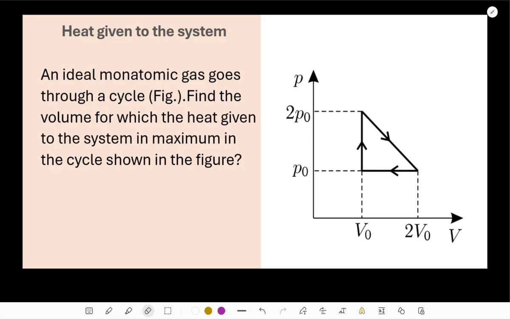The problem says that an ideal monoatomic gas goes through a cycle. I'm keeping things simple, so I'm taking monoatomic gases again and again. I can see this cycle. Find the volume for which the heat given to the system is maximum in the cycle shown in the figure.